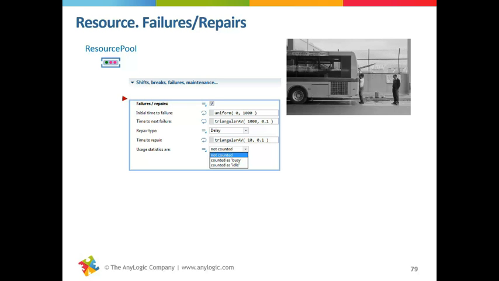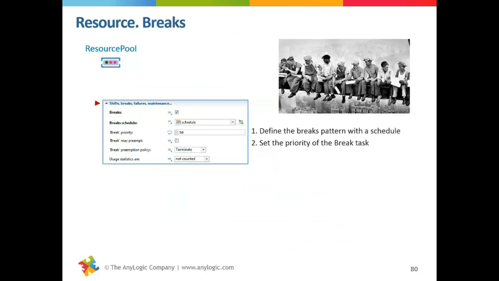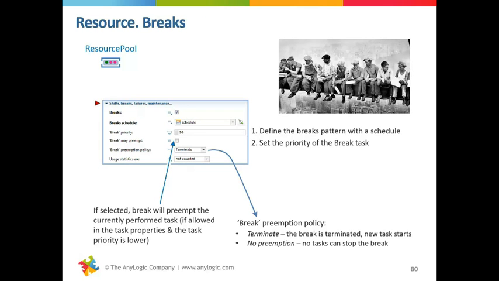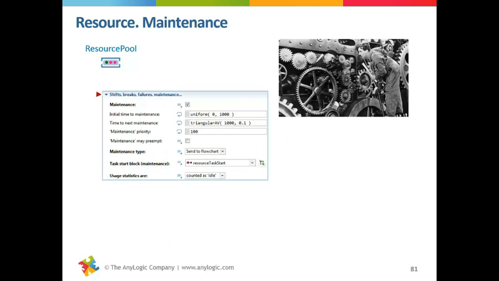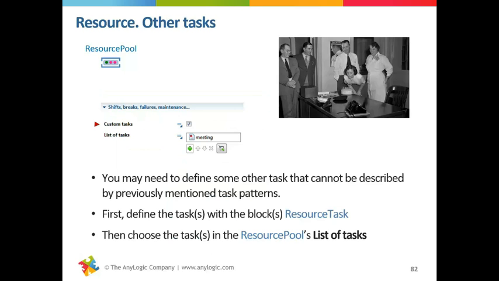Within the resource pool, you can now model failures and repairs. And repair can be a delay or an additional flowchart process. You can also model breaks for resources. And you can model maintenance of resources. The maintenance can be modeled as a delay or a flowchart process. And you can model other tasks such as a meeting that occurs.